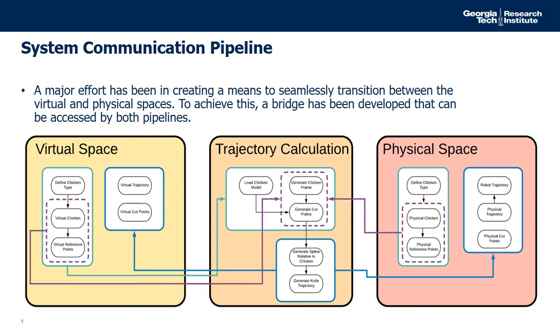The system communication pipeline was created to allow for communication between the virtual space and the physical space. An effort was made to create a means to seamlessly transition between the virtual and physical spaces. To achieve this, a bridge was developed that can be accessed by both spaces, which is the trajectory calculation module.